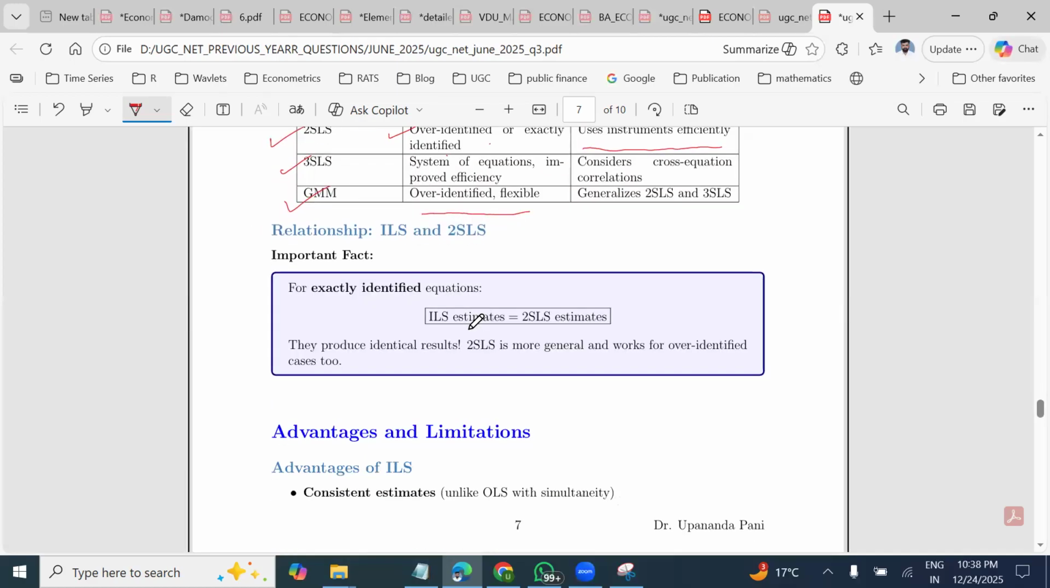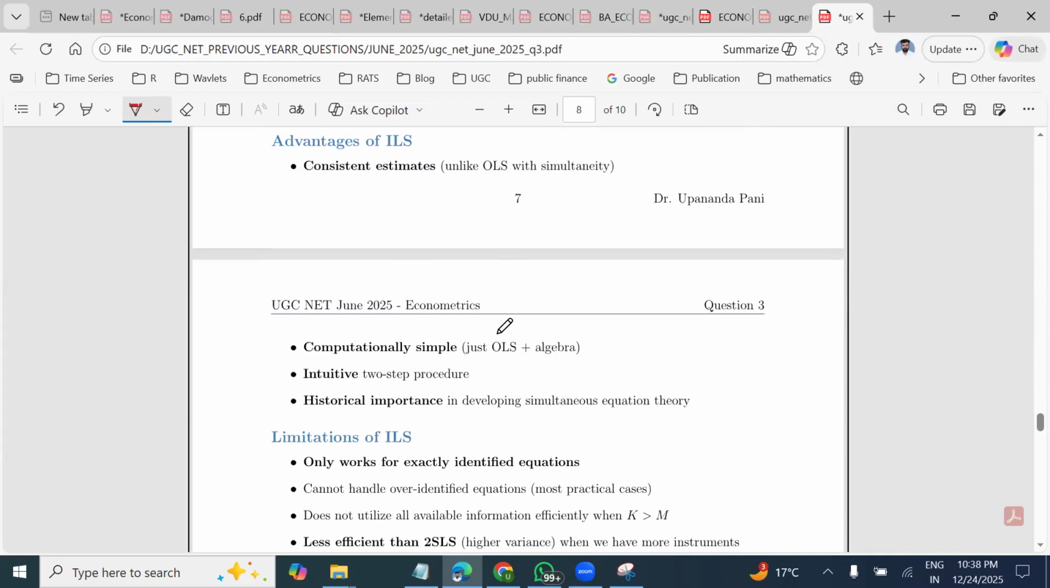Now what is the relationship between indirect least squares, ILS, and 2 stage least squares? For exactly identified equations, the ILS estimates will be equal to the 2SLS estimates. They produce identical results. 2SLS is more general and works for over identified cases too. So you can say that 2SLS can also be used when the equation is exactly identified.